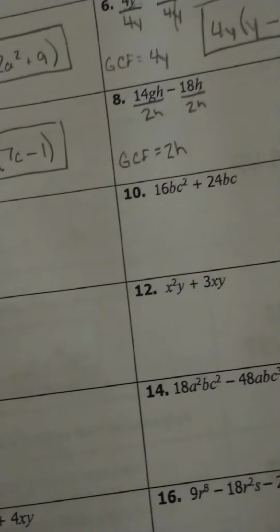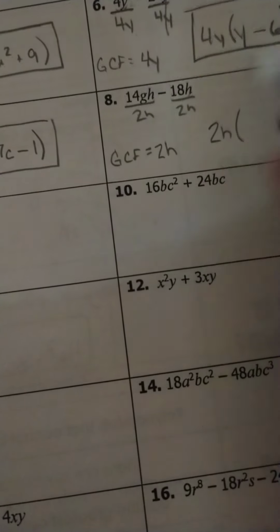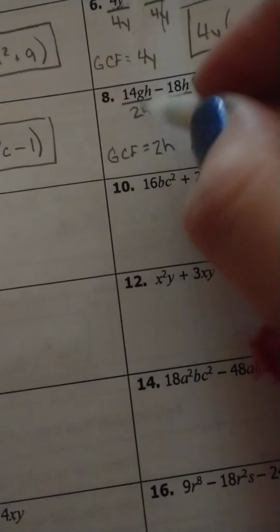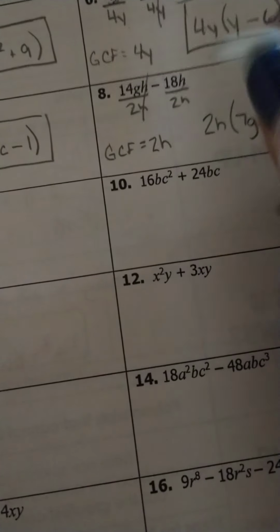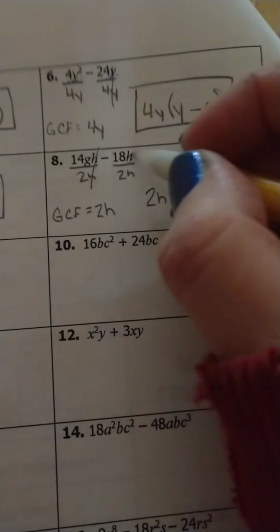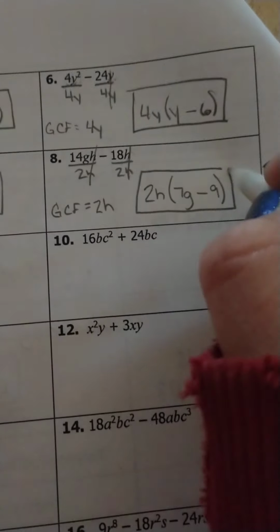I'm going to divide by a 2H on both sides, put it out front of the parentheses. 14 divided by 2 is 7. G divided by nothing is G, and H over H cancels. Minus 18 divided by 2, which is 9. H over H cancels. So 2H times the quantity 7G minus 9.